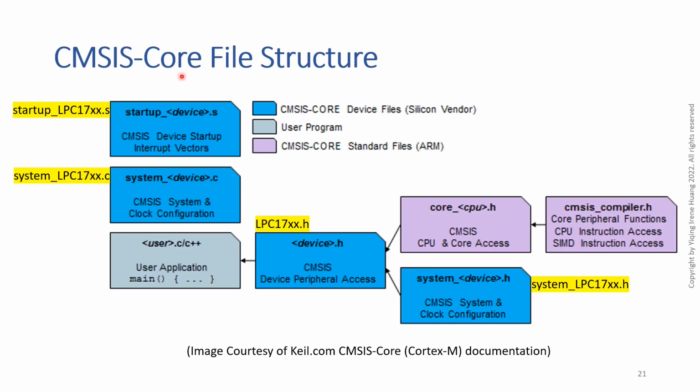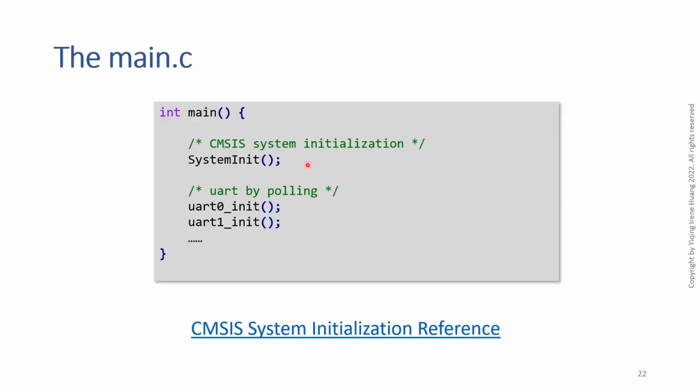So let's take a look at the core file structure. We only write this main file, and the CMSIS provides us the core, which is in purple color, and then the device specific files, which are in blue color. Recalling the HelloWorld main file, we make a function call of SystemInit. This function is part of the CMSIS system initialization. This allows us to initialize the system in its default status with just one function call. And all these tools are device specific.